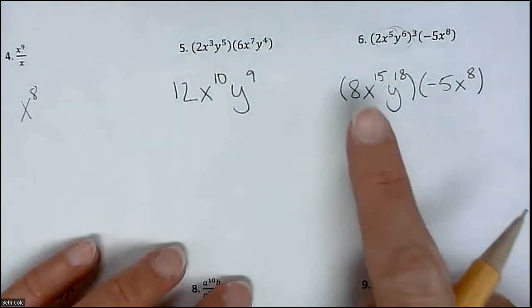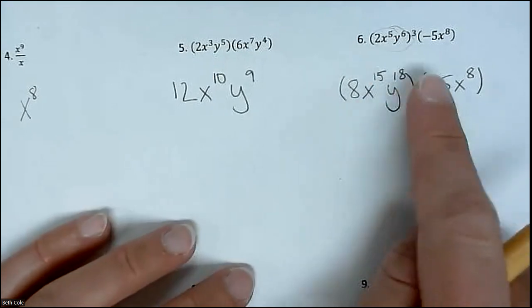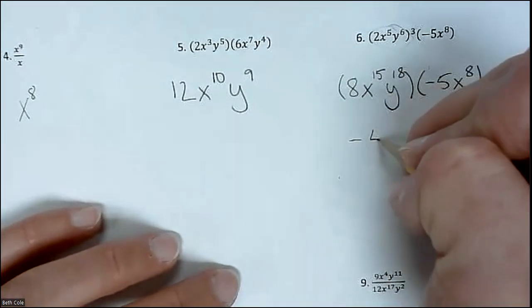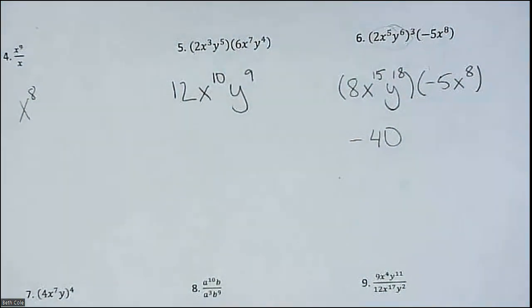So in the second step, we're going to multiply these together. 8 times negative 5. Well, 8 times 5 is 40. It'll just be negative 40. Again, if you don't know that, use your calculator.